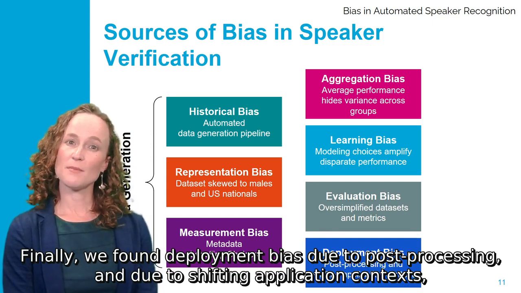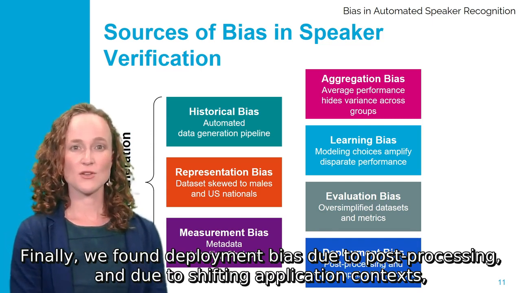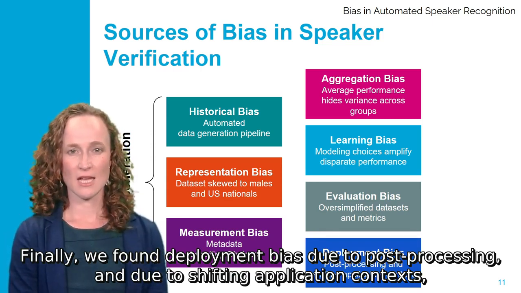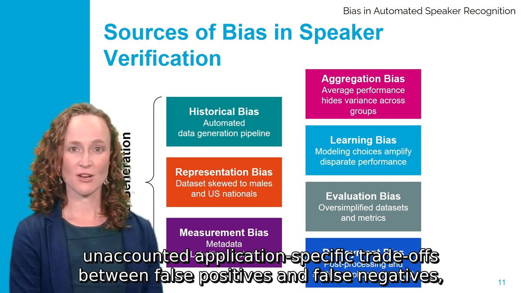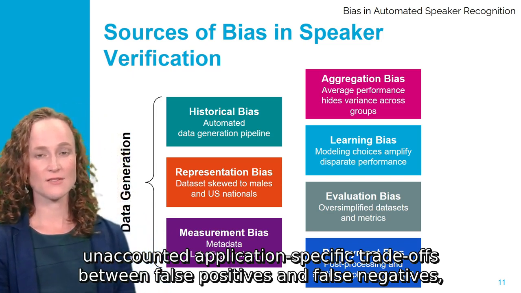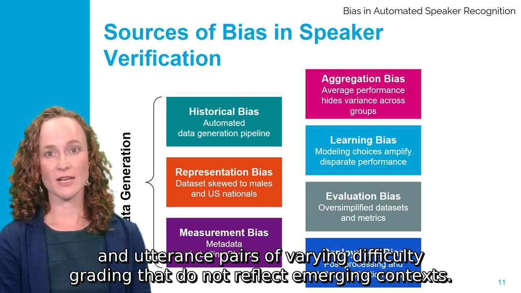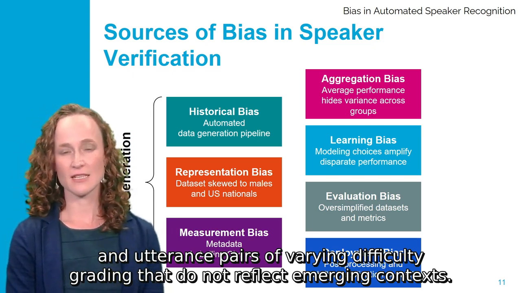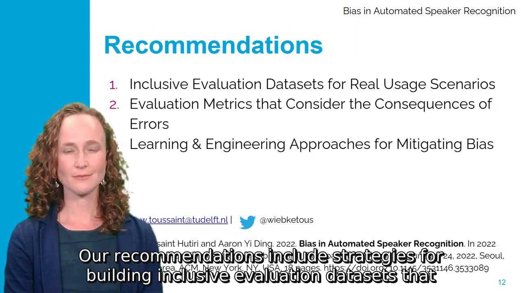Finally, we found deployment bias due to post-processing and due to shifting application contexts, unaccounted application-specific trade-offs between false positives and false negatives, and utterance pairs of varying difficulty grading that do not reflect emerging contexts.